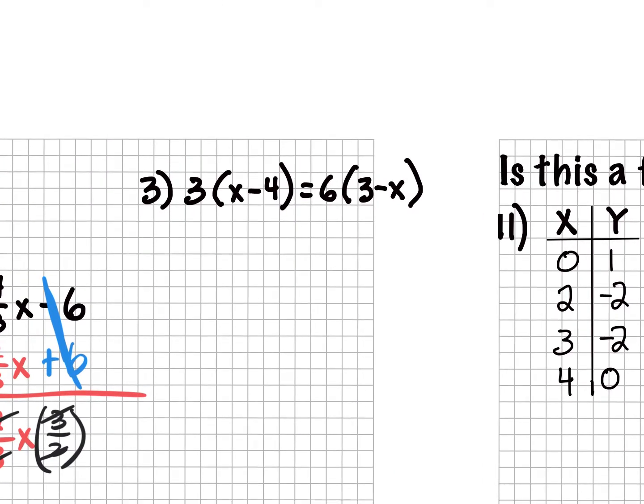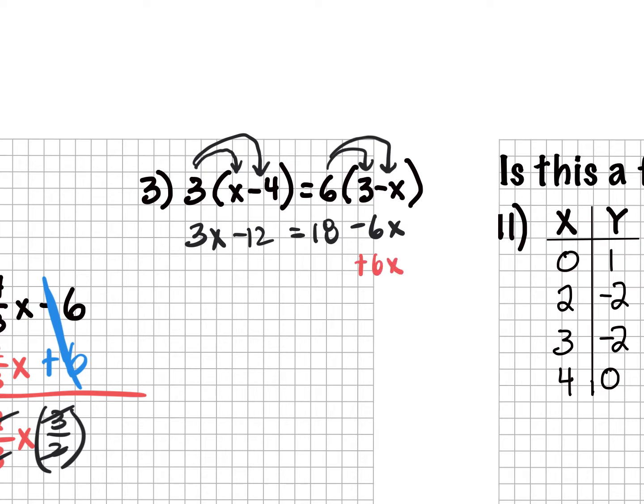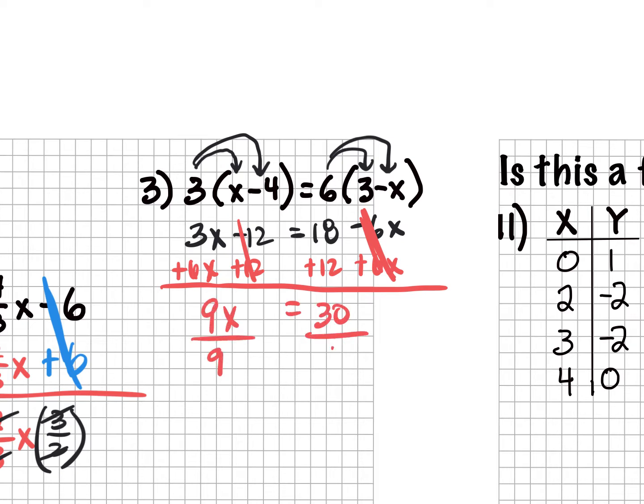All right, this guy, some people messed up the distribution. 3x minus 12 equals 18 minus 6x. All right, from there, maybe I'll add 6x over here to add 6x over here. That way the x's are gone, so I need the 12 to go plus 12 plus 12. 12 to go over here, and I get 30 equals 9x. I divide by 9, and x equals 30/9, or if I can divide both by 3, 10/3.